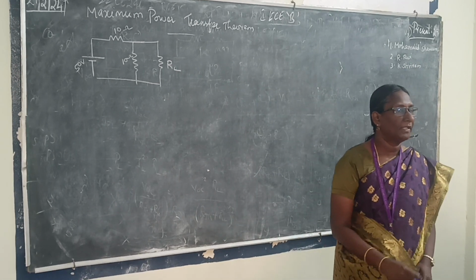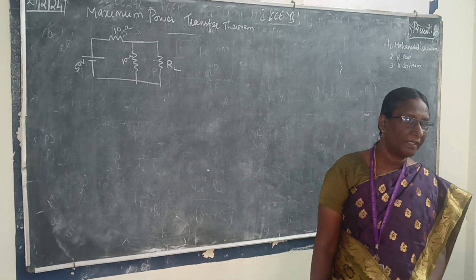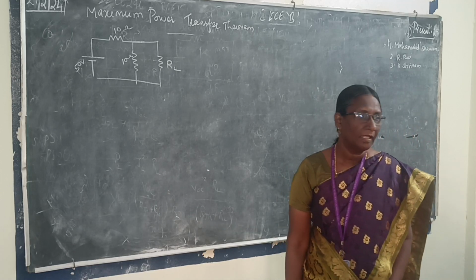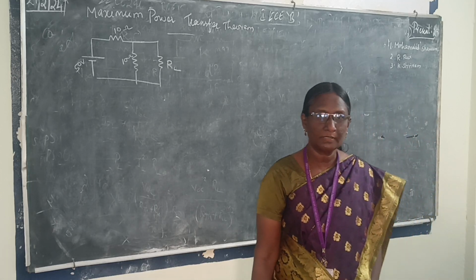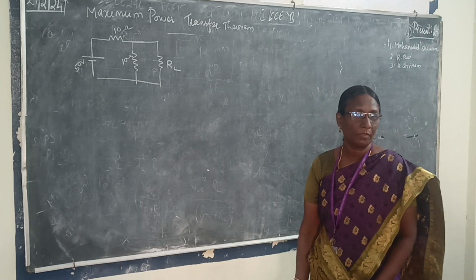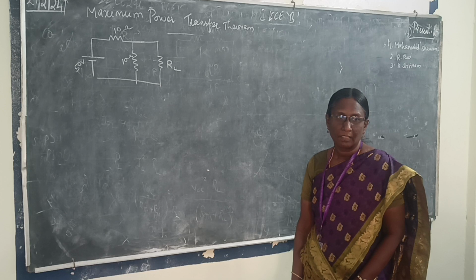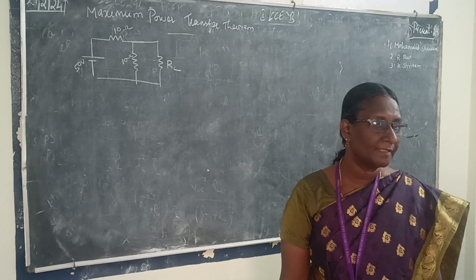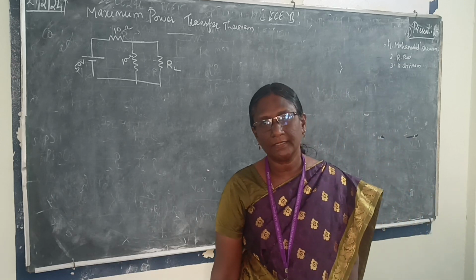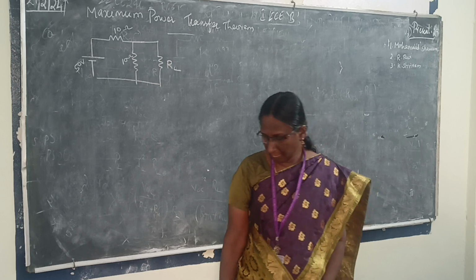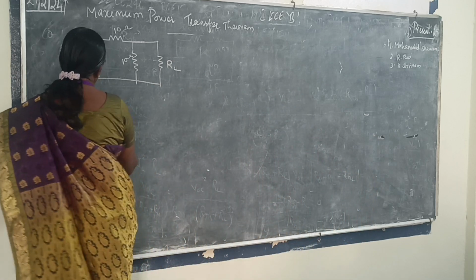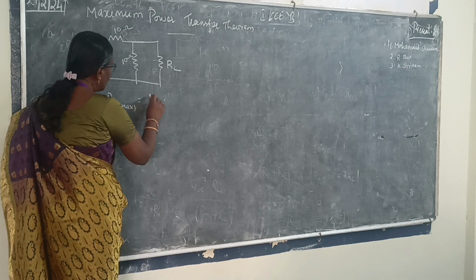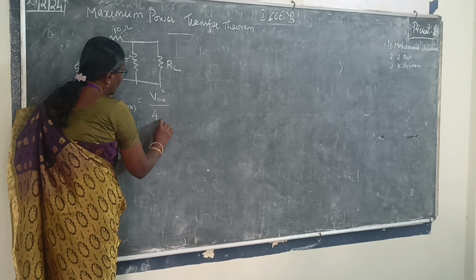The question is find out the value of RL and find the maximum power transferred in the circuit. We are going to find maximum power Pmax as well as load resistance RL. How do we find load resistance RL? Because of the maximum power transfer theorem, the condition is RL is equal to RTH. Once we find RTH, that is the value of RL. Then the PLmax formula, maximum power transfer formula, PLmax is equal to, what is the formula? VOC squared by 4 RTH.